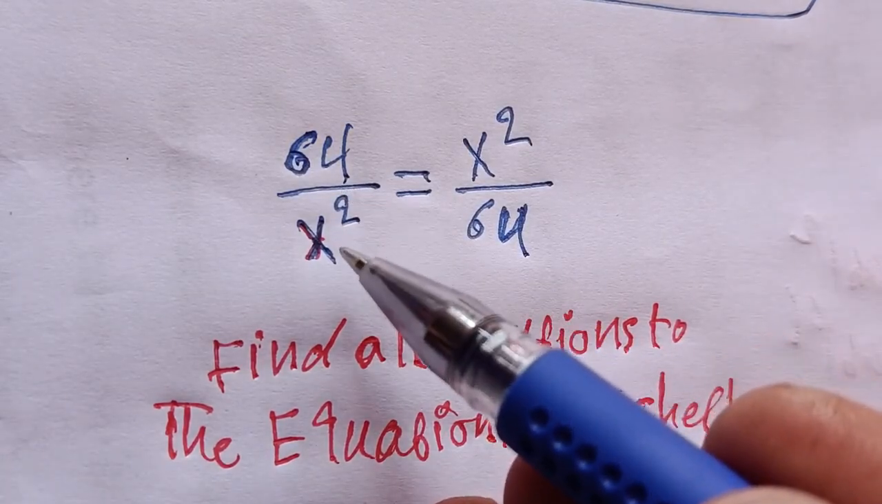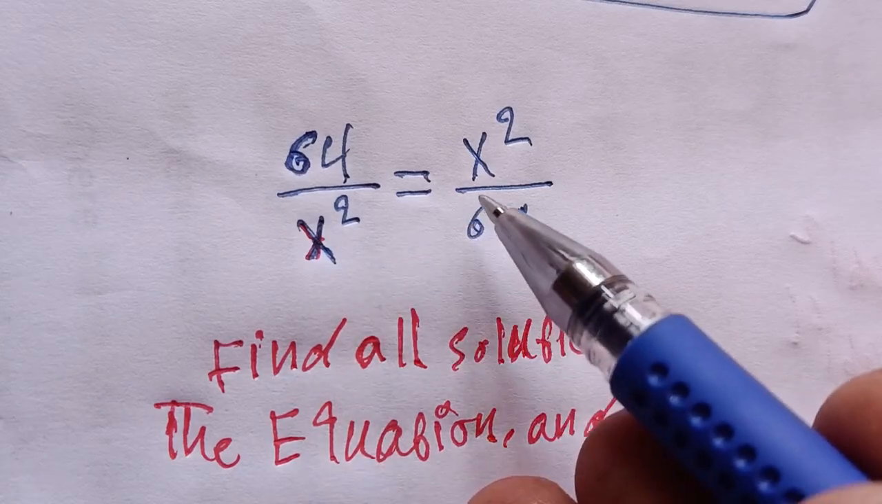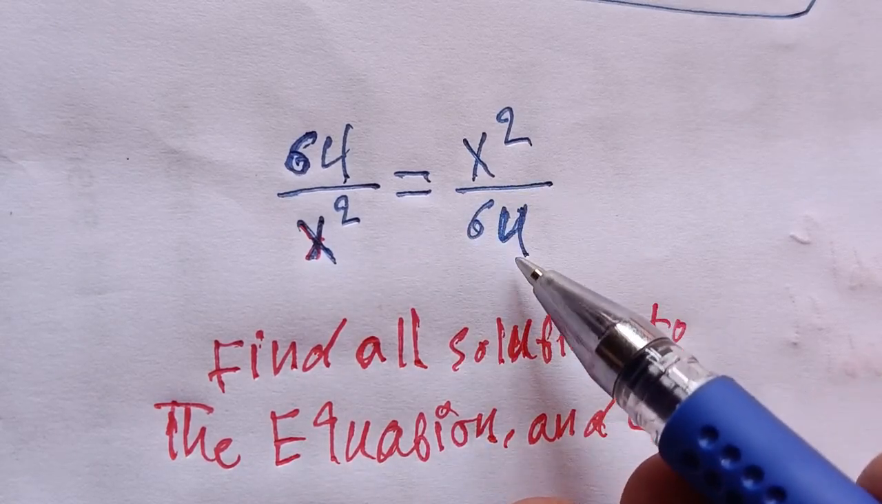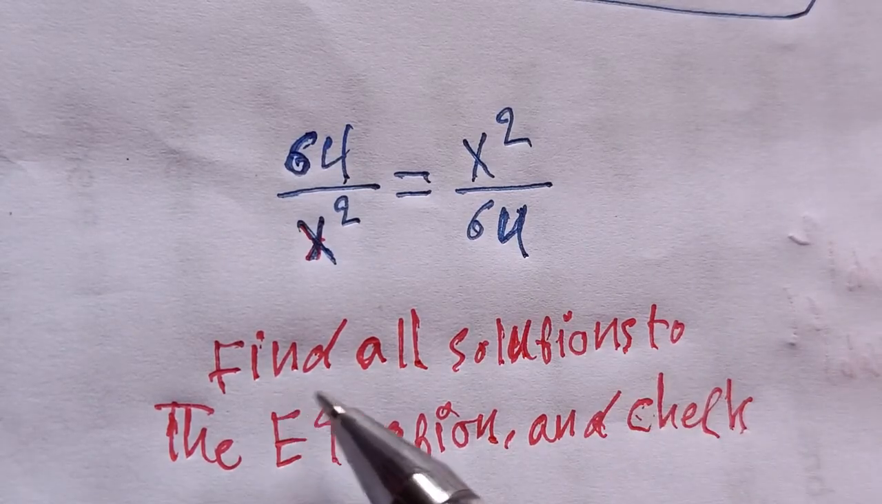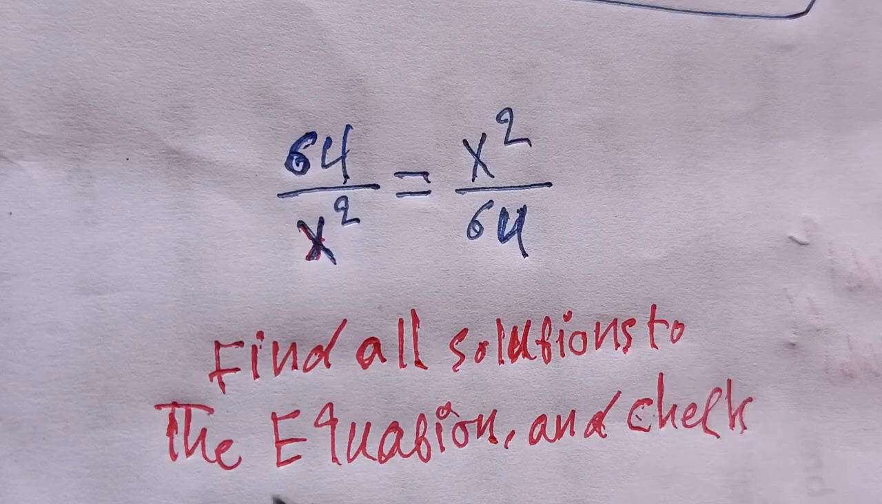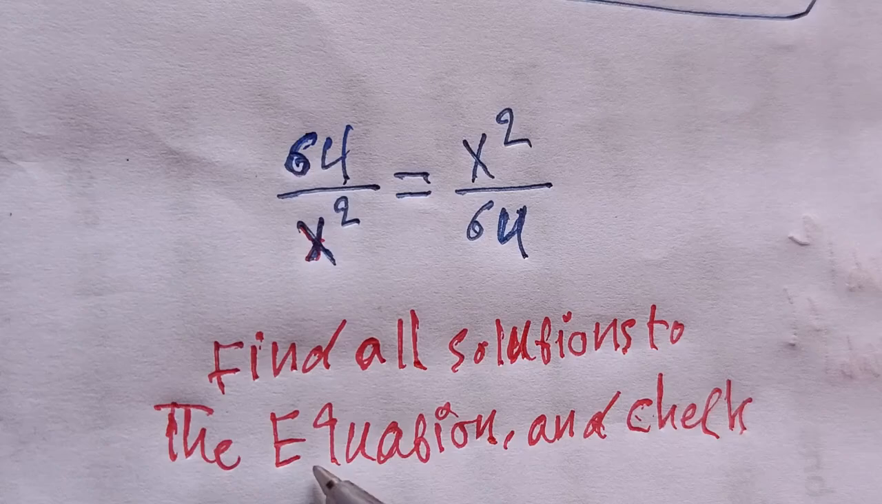In this video, I want to solve this algebra problem: 64 divided by x squared is equal to x squared divided by 64. Find all solutions to the equation and check. Solution. First, we cross multiply.